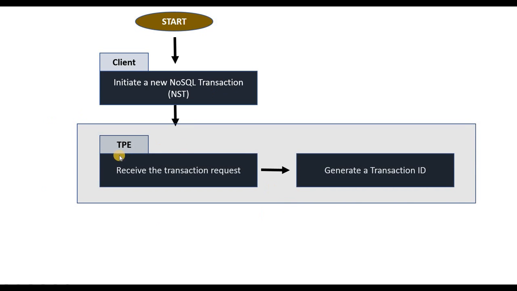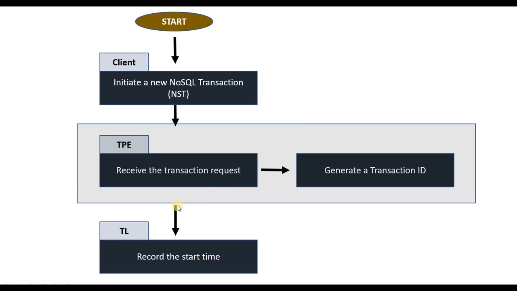In the second step, you can see TPE. TPE indicates transaction processing engine. The transaction processing engine will receive the transaction request and it will generate a new transaction ID. This transaction ID is required to store in the transaction log. In the third step, TL indicates transaction layer. The transaction layer will record the start time, that means at what time the transaction started. This is also required for the transaction logs.